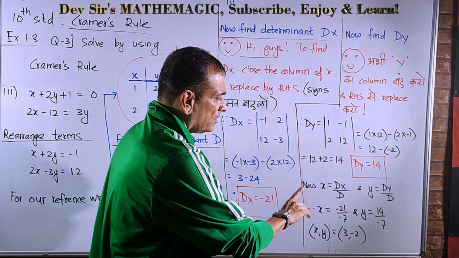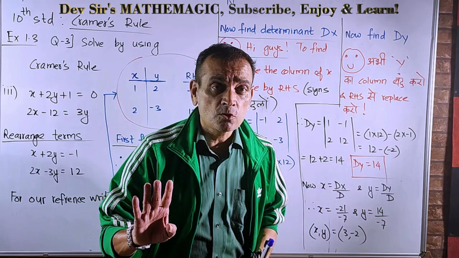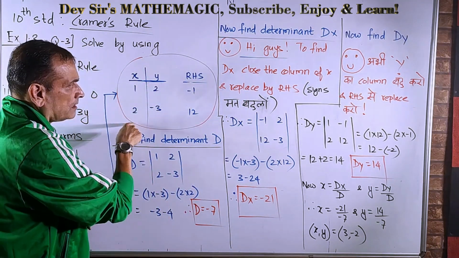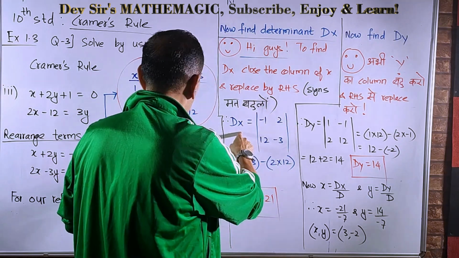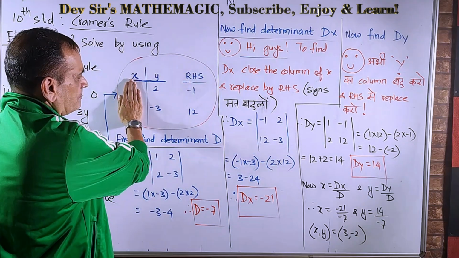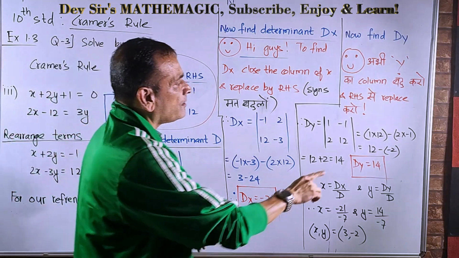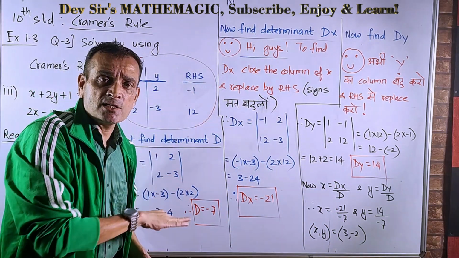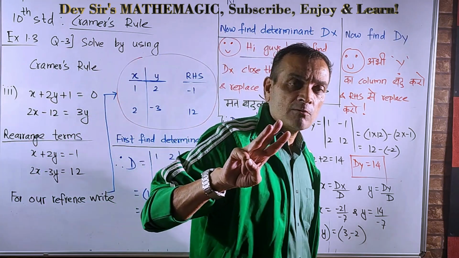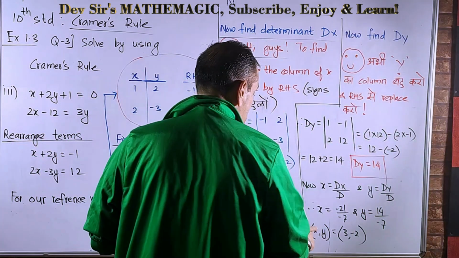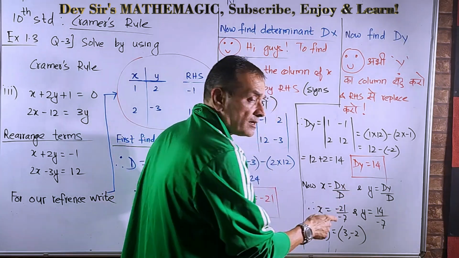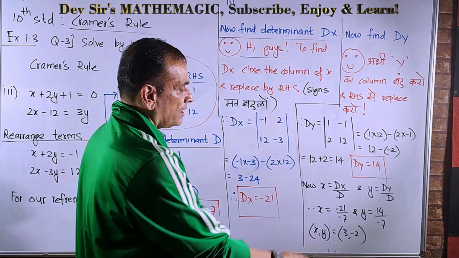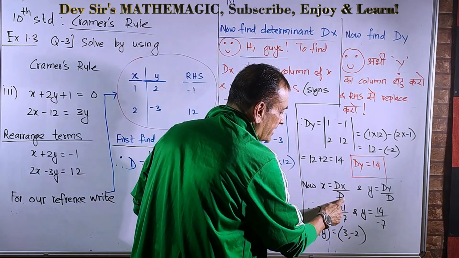Now finally, so तीन determinants कौन से मिले अपने को? Determinant d by taking these numbers. Determinant dx by closing the column of x, replacing by RHS. Determinant dy by closing the column of y, replacing by RHS. तीन determinants मिले दोस्तों. Now last step, formula is x is equal to dx upon d, y is equal to dy upon d. Simple.